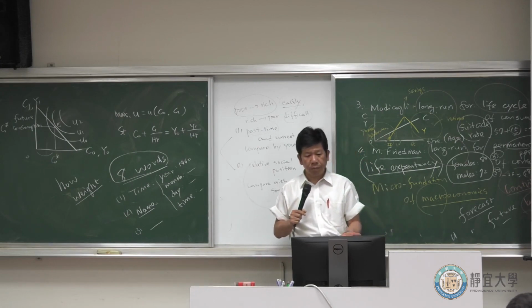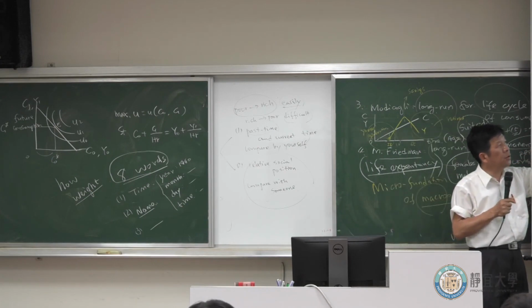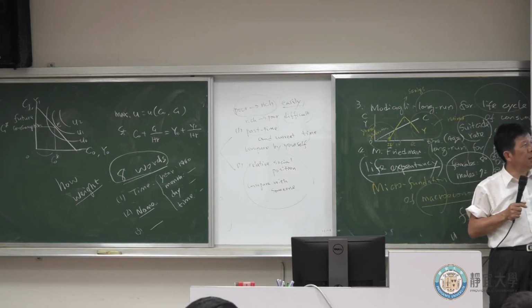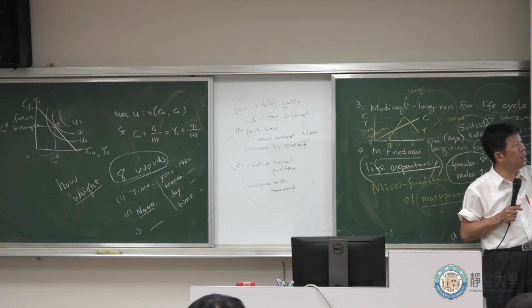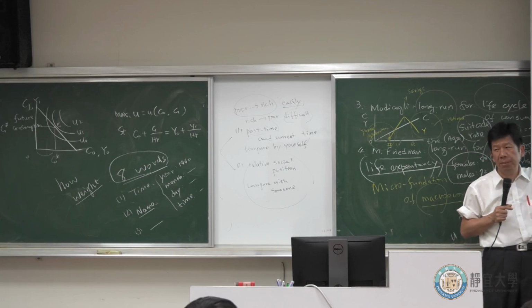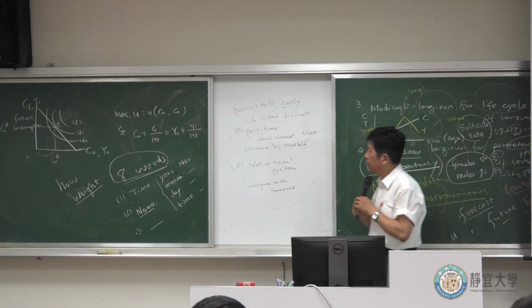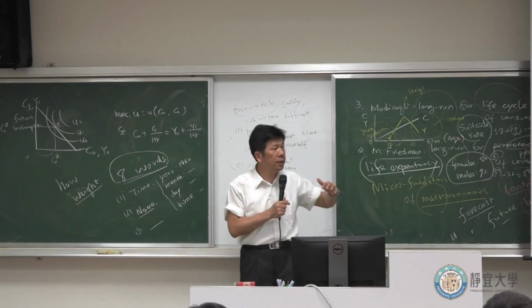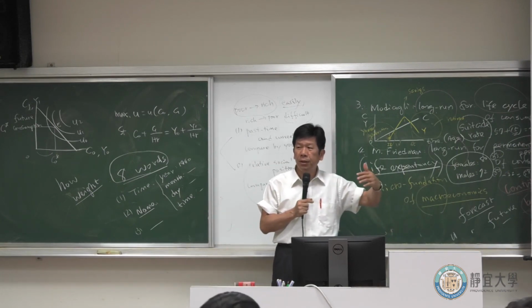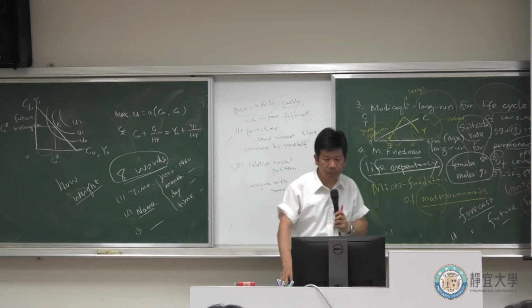Okay, so here you can see the consumption function is C equals small c times Yp. Yp is called permanent disposable income. Okay. So, like we talked about before, this represents the long term, okay.